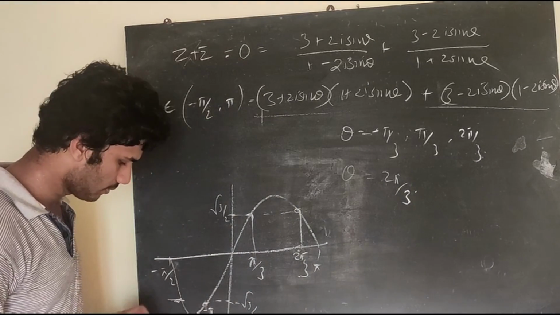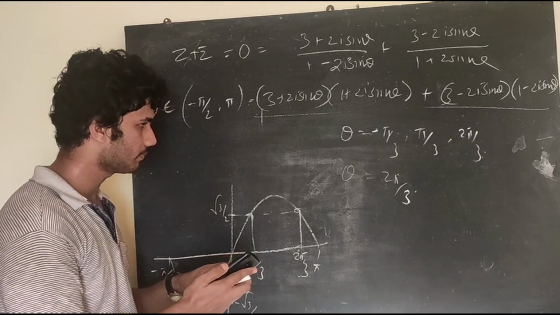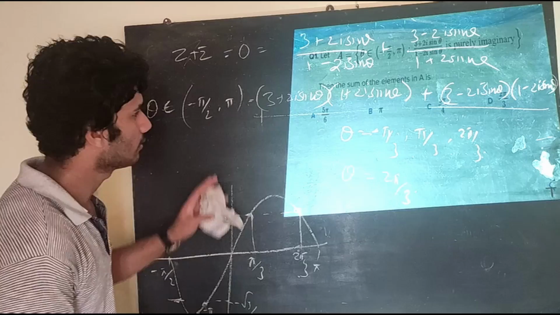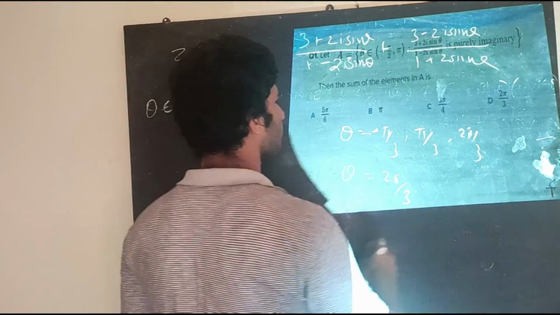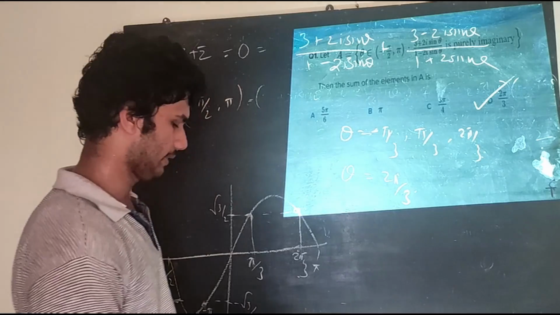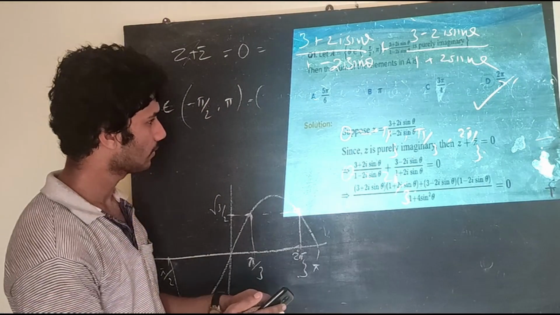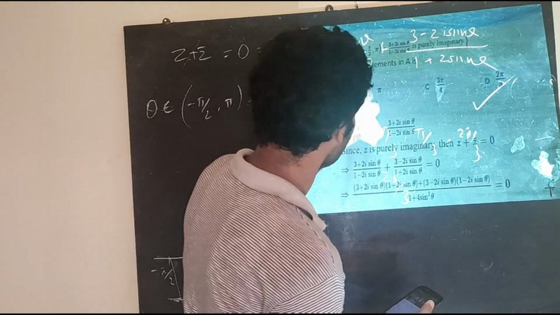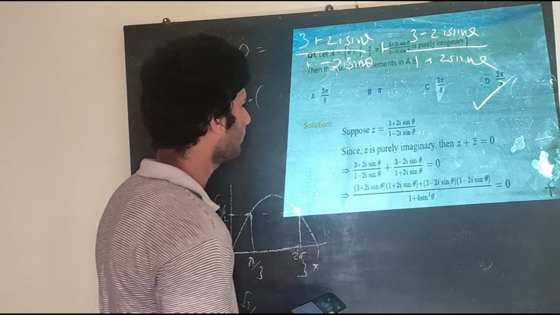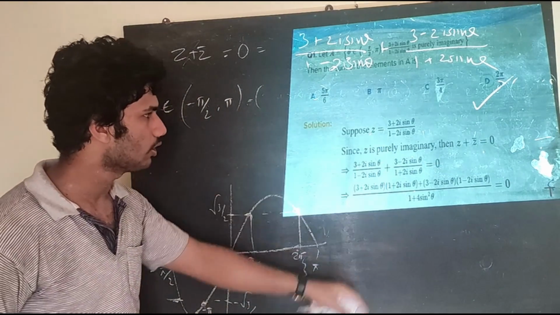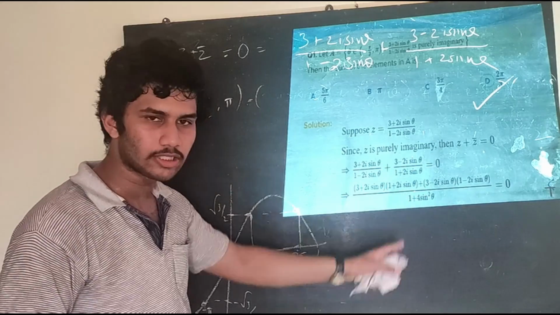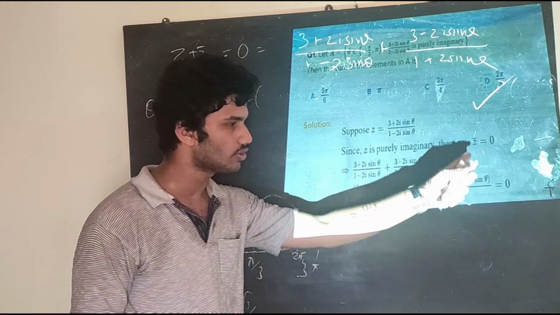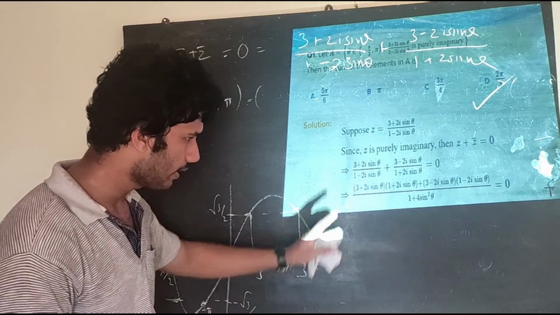So let's move to the slide. Let me rub this off. So our answer is option D, 2π/3. Let's see. This is what we have done. Let's suppose z is equal to (3 + 2i sin θ) / (1 − 2i sin θ). Since z is purely imaginary, z plus z conjugate will be 0. And then we add up.